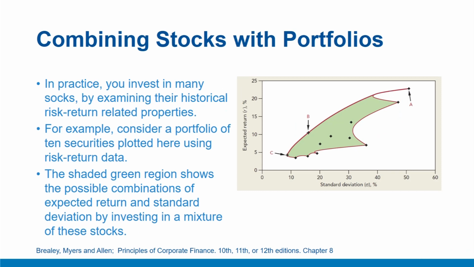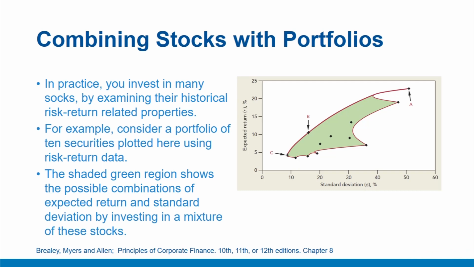In practice, you do not limit yourself to investing in just two stocks. For example, you can invest in many stocks after analyzing the risk-return related properties of these securities. Once you are aware of the risk and expected returns of these securities obtained from the historical data, you would carefully examine the data and choose the securities that are most suitable. By holding a portfolio of many securities, maybe 10, 15, 20, etc., you can obtain a very wide selection of risk and return. For example, consider a portfolio of 10 securities plotted here using risk return data.